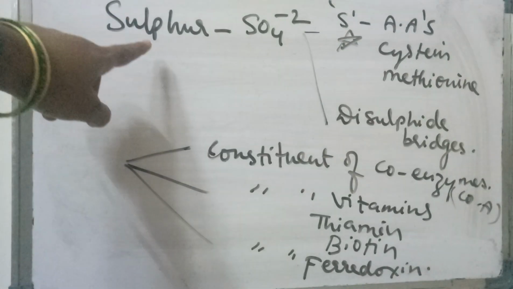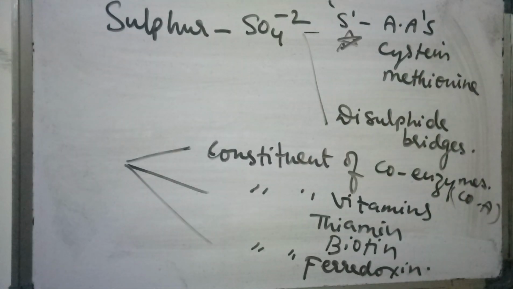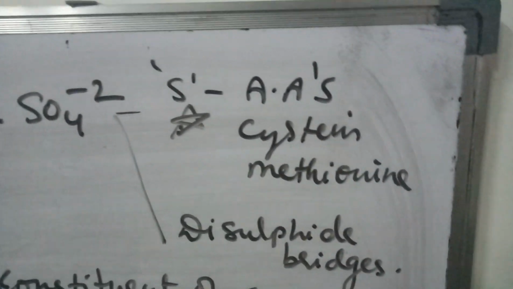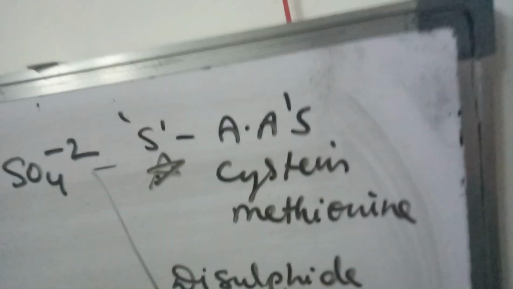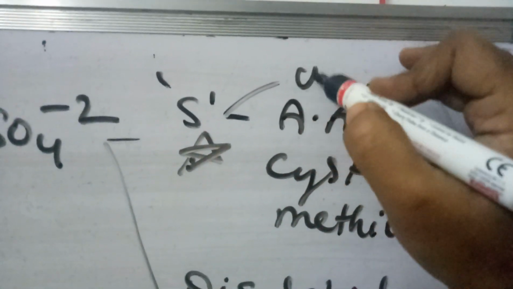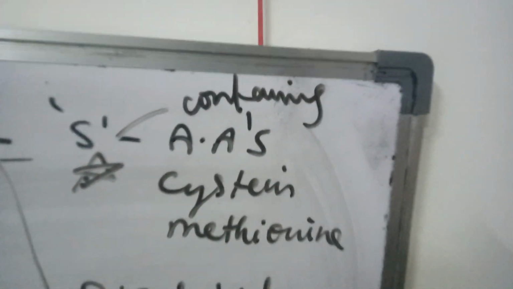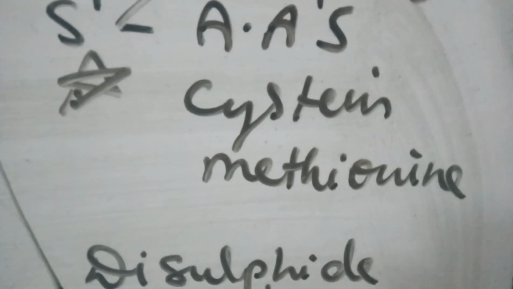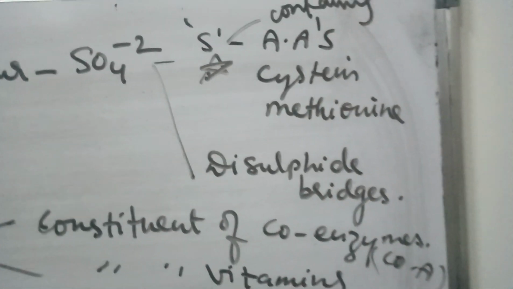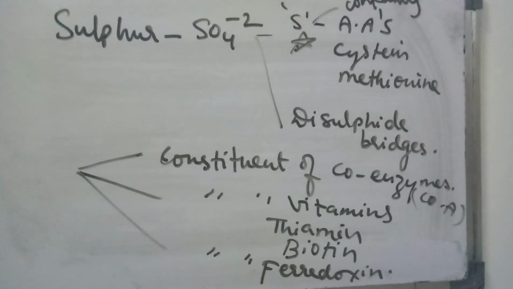Next coming to sulfur. Sulfur is absorbed in the form of SO4-2, a divalent anion, and it is present in sulfur containing amino acids. So sulfur plays an important role in sulfur containing amino acids. This is a very important bit. Sulfur containing amino acids are cysteine and methionine. Cysteine and methionine are sulfur containing amino acids.